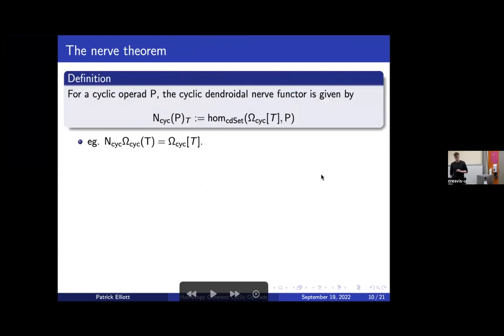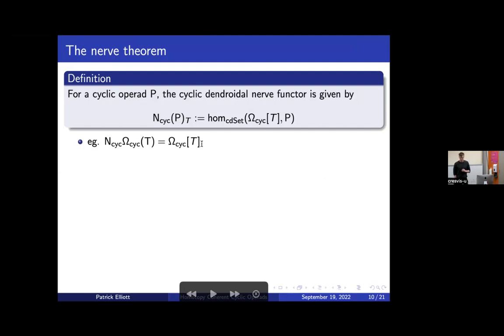So in order to compare cyclic operads in these dendroidal sets, we'd better introduce some way of taking a cyclic operad and getting a dendroidal set. This is the cyclic dendroidal nerve, defined like this. In particular, it sends the cyclic operad generated by a tree to a representable. So it factors the Yoneda embedding. This actually is super easy to prove, but is extremely useful.